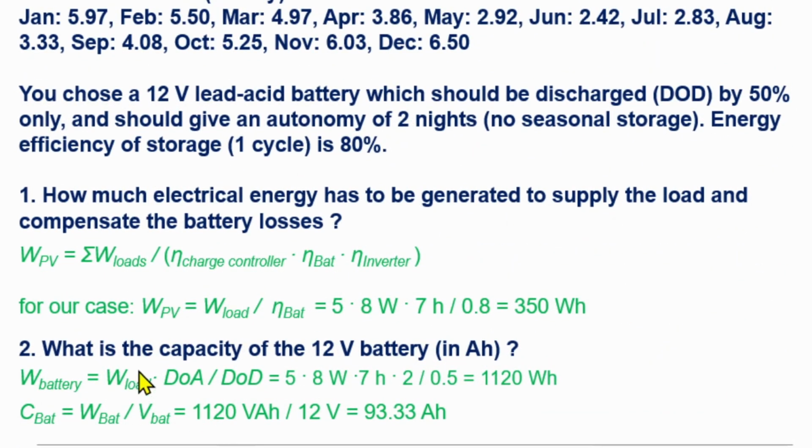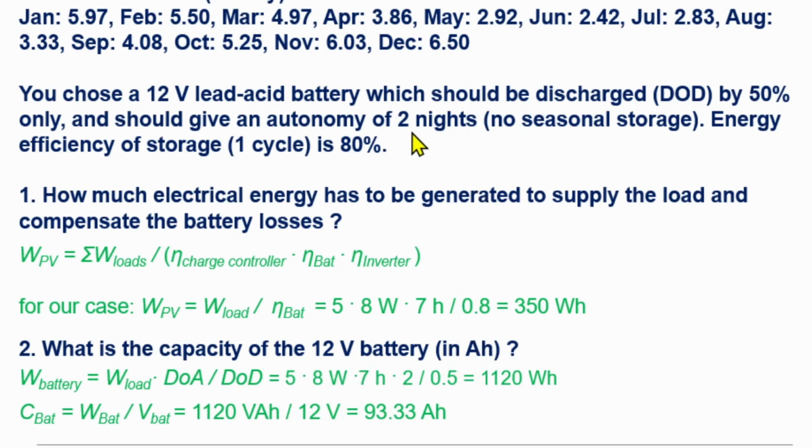So what is the necessary capacity of that 12 volt batteries? You can give it both in watt hours, but usually if you go to a shop, they have 12 volt batteries and they have different ampere hours. So we just calculate also the ampere hour value. So the energy to be stored in the battery, if you would use 100%, would be exactly this value, but you only want to discharge by 50%. So the size has to be double.